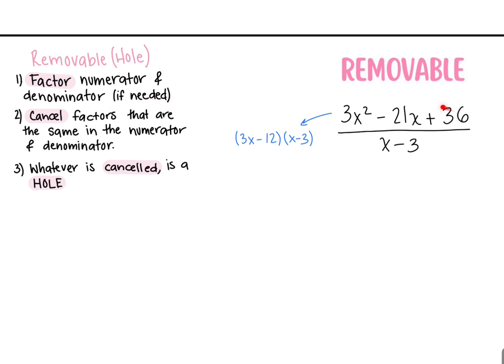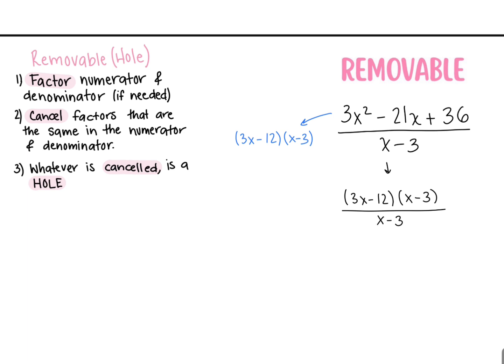So the numerator is the same one that I used in the last example. So I just went ahead and wrote the factored form so that I didn't factor the same expression again. So now that I have my numerator factored, let me see if I can factor my denominator. I cannot because it's in its simplest form. So I go ahead and rewrite this. So it's going to be 3x minus 12 times x minus 3 over x minus 3.